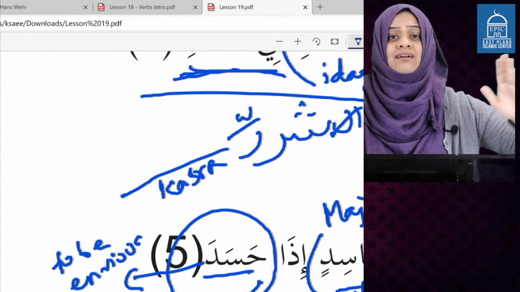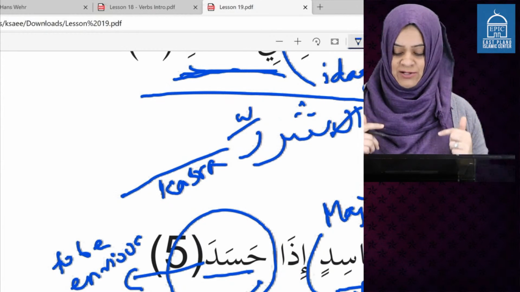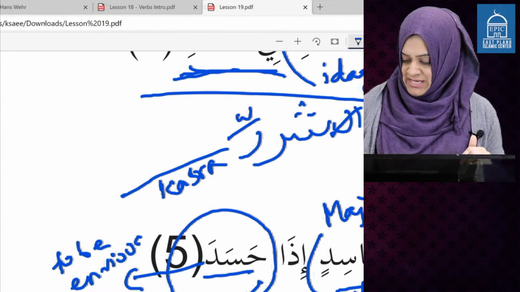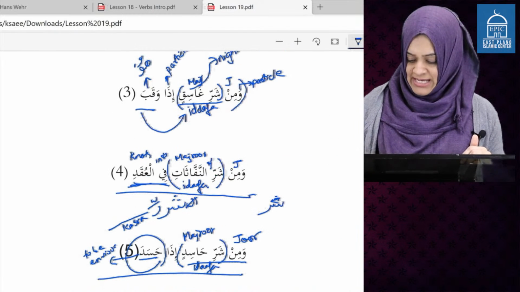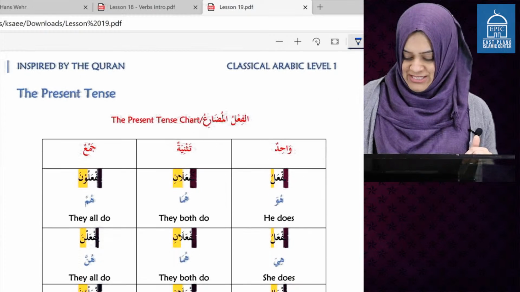Kafaru, ya ayyuhalladhina kafaru, right? Kafaru is what? Kafaru, fa'alu, sounds like fa'alu. So you see that repeated multiple times. All right, great. Now let's move on to our lesson for today.